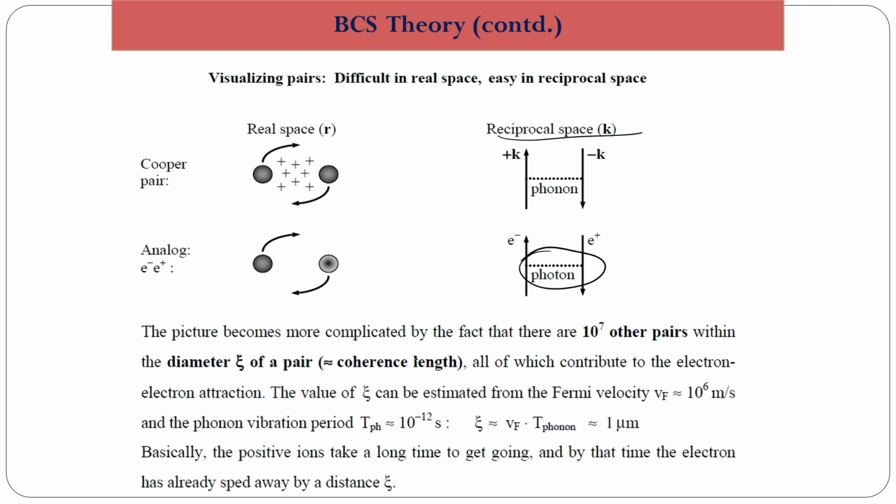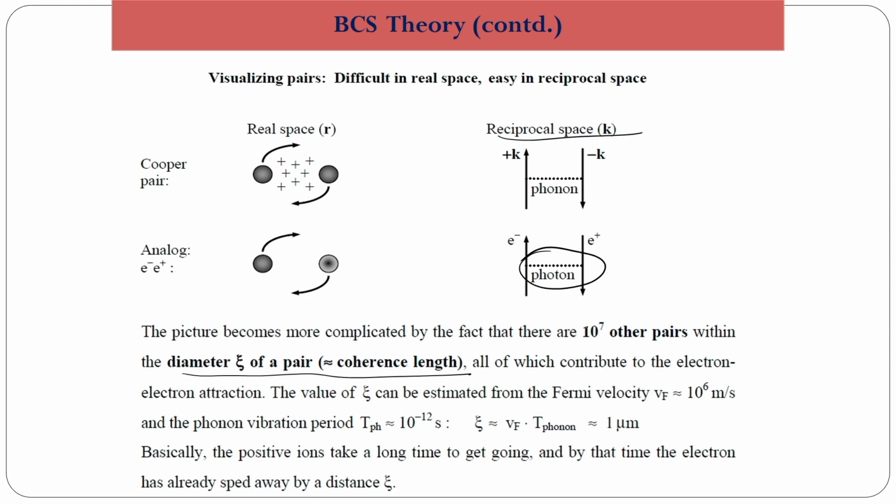So, the picture of course becomes very complicated, because you have several others, a billion, 10 billion and so on, other pairs within a diameter which is xi, called the coherence length. That is basically the extent of the wave function of this Cooper pair. And all of these 10 to the power 7 pairs will contribute to the electron-electron interaction, and the value of xi, which we can estimate from the Fermi velocity etc., is some 1 micrometer.